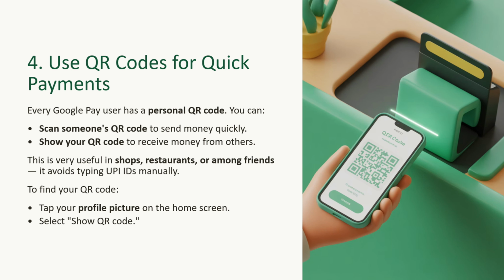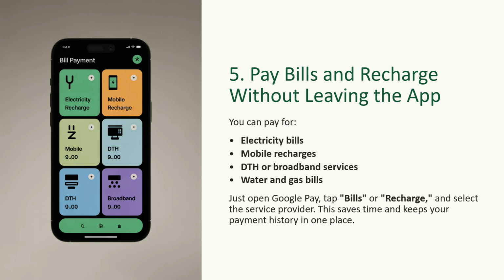Fourth tip is you can use QR codes for quick payments. Every Google Pay user has a personal QR code. You can scan someone's QR code to send money quickly, and you can show your QR code to receive money from others. This is very useful in shops, restaurants, or among friends. It avoids typing the UPI ID manually. To find your QR code, tap your profile picture on the home screen and select Show QR code.